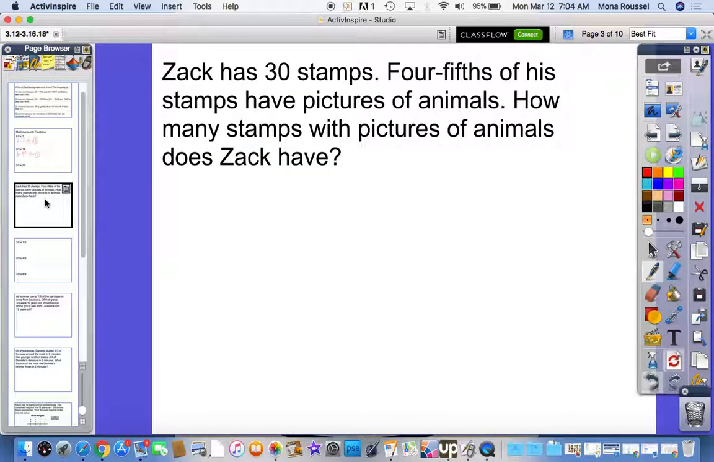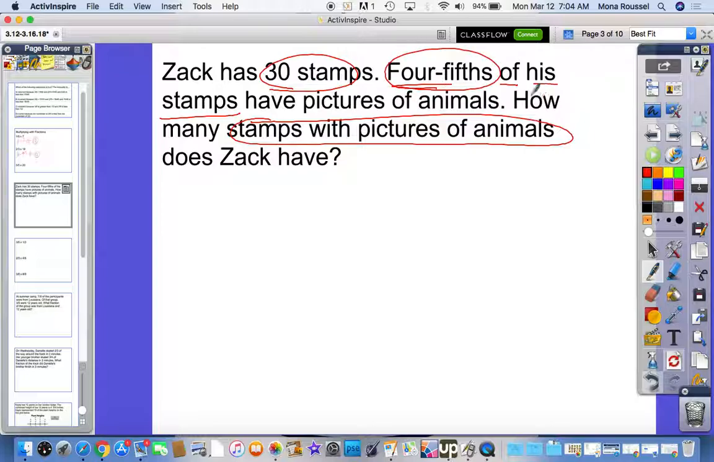Now, let's look at the concept of a word problem. Zach has 30 stamps. 4/5 of his stamps have pictures of animals. How many stamps with pictures of animals does Zach have? So our question is asking for the number of stamps with pictures of animals. Our information tells us that of Zach's 30 stamps, 4/5 of them have pictures of animals on them.